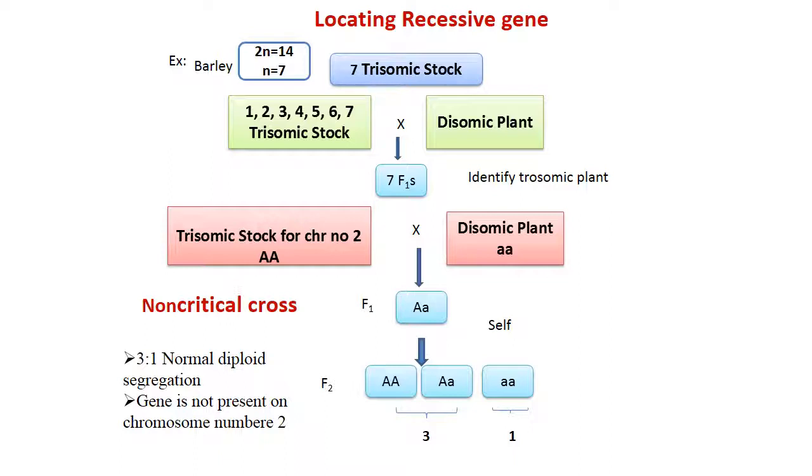on a chromosome, for example, trisomic observed on chromosome number 2, is further crossed to a disomic plant with recessive condition. In the F1, this is called a non-critical cross, we will get the heterozygous condition, and by selfing that we will get 3:1 normal diploid segregation, and here the gene is not present on chromosome number 2. That is how we can locate the recessive gene.